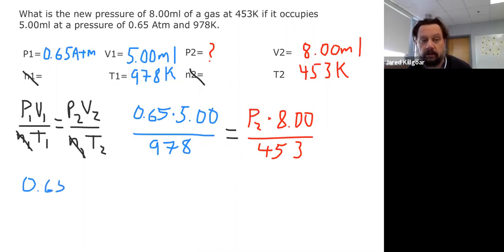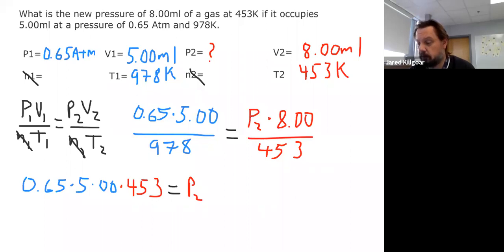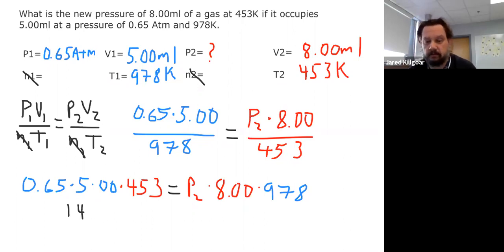That's what I'm going to do here. So I have 0.65 times 5 times 453, and I set that equal to P2 times 8.00 times 978. That's cross multiplying. Then I can solve the left side of this equation. I can just calculate the value, 0.65 times 5 times 453, and I get this number here, 1,472.25.